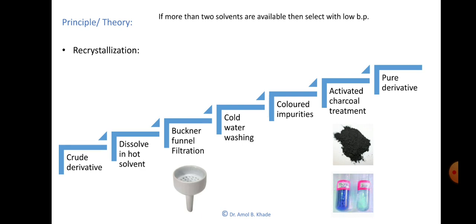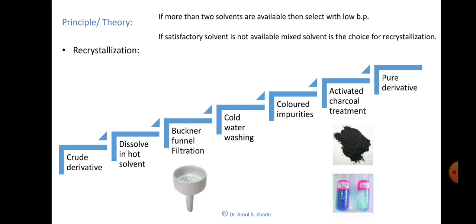Suppose you have the option of multiple solvents which are able to dissolve your crude derivative. Then you can select the solvent which has a low boiling point, because once you get the filtrate you are supposed to evaporate the solvent so that the crystals will come out and you will get a solid derivative.